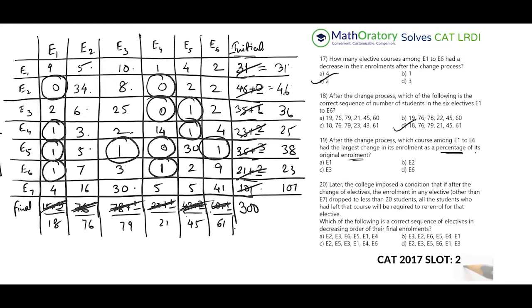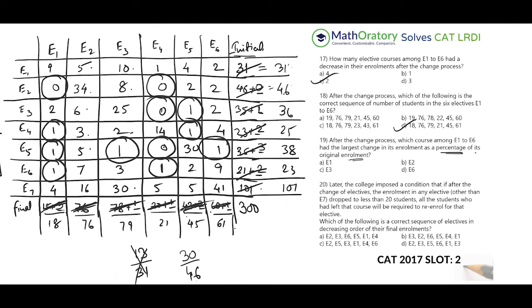So the change for E1 is what? 13. Excuse me, the change in E1 is 13, but that is out of 31, right? So that's roughly 40%. Let us look at E2. E2 is changing from 46 to 76, right? So that is 30 out of 46. So 30 out of 46 is much more than 40%, right? So this is straight away out. E1 cannot be the answer. This is a little less than 30 out of 45. 30 by 45 would be 2/3, so that is 66%. So this is slightly less than 66%.